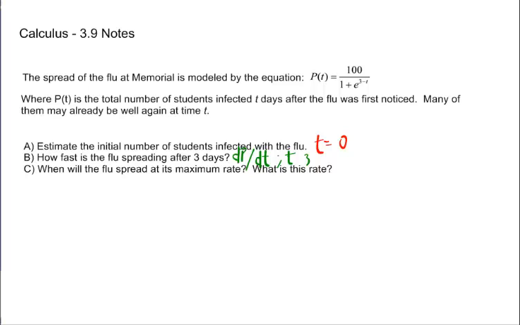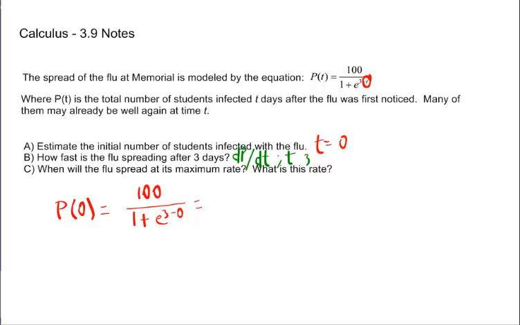But anyway, for the initial number of kids infected with the flu, we're going to take this t right here and make it a 0. So P of 0, not P of 3, P of 0. And we're going to have 100 over 1 plus e to the 3rd power minus 0. And when you punch all that into your calculator, the nearest whole number is going to be 5.